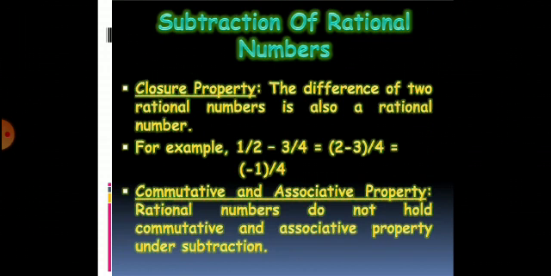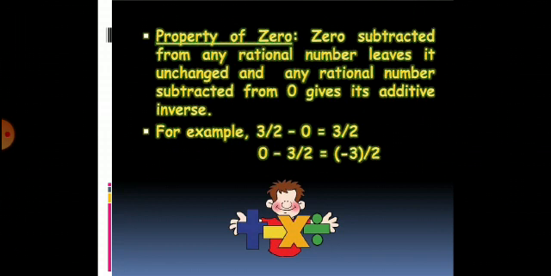Now, commutative and associative property: rational numbers do not hold commutative or associative property under subtraction. You can try it out with simple examples. Now, property of 0. 0 subtracted from any rational number leaves it unchanged, and any rational number subtracted from 0 gives its additive inverse. For example, 3 by 2 minus 0 is equal to 3 by 2. 0 minus 3 by 2 is equal to minus 3 by 2.